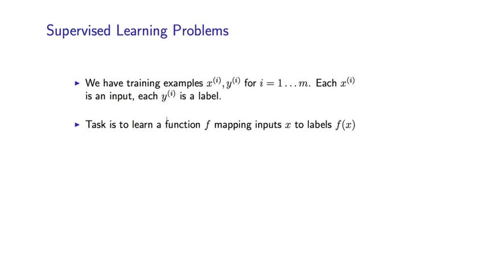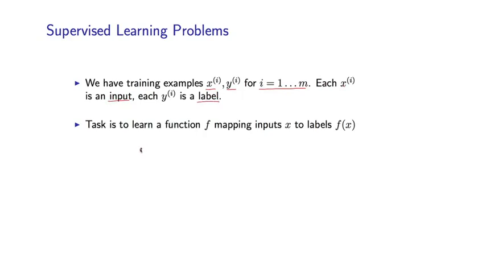So in supervised learning problems, we have the following setting. We're going to assume that we have a set of training examples, which I'll write as (xi, yi) for i equals 1 to m. And each xi is referred to as an input, whereas each yi is referred to as a label.